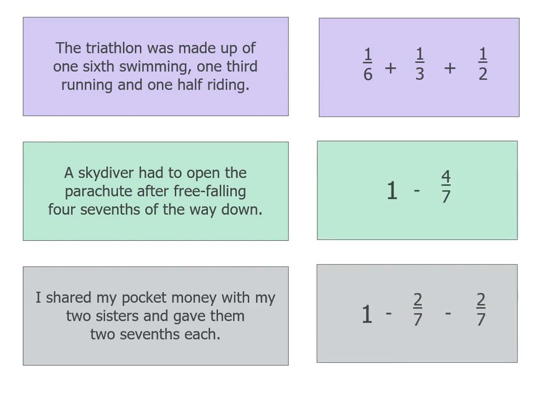And our last one says, I shared my pocket money with my 2 sisters and gave them 2/7 each. So I shared my pocket money. So that's the whole amount I started with. And I gave them some. So I subtracted from mine and I gave them 2/7 each. So I'm going to be subtracting 2/7 each. And since there are 2 of them, I subtract it twice. So I've got 1 minus 2/7 minus 2/7.